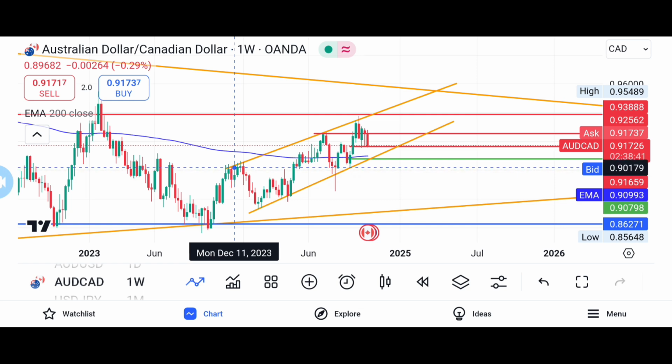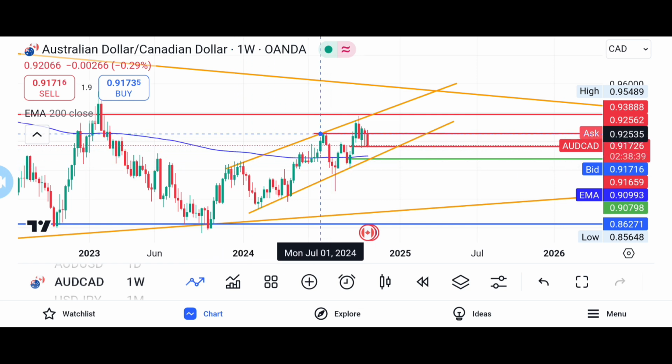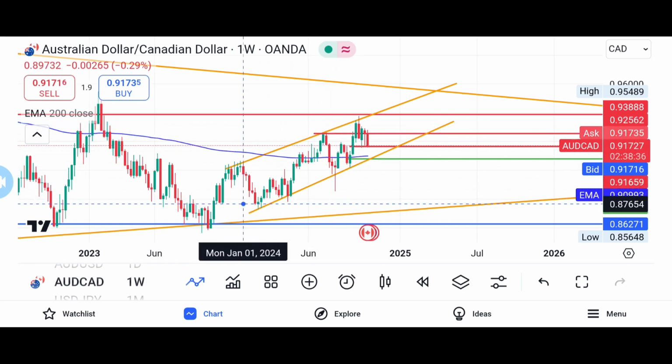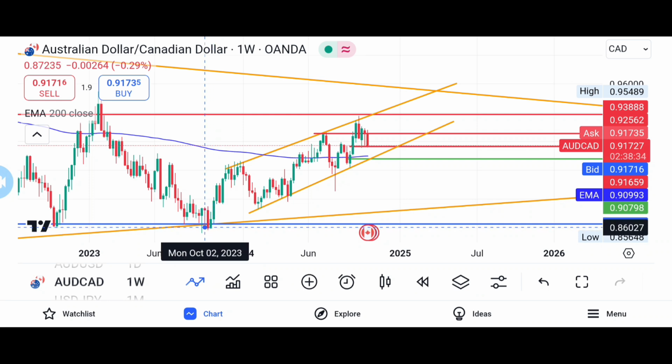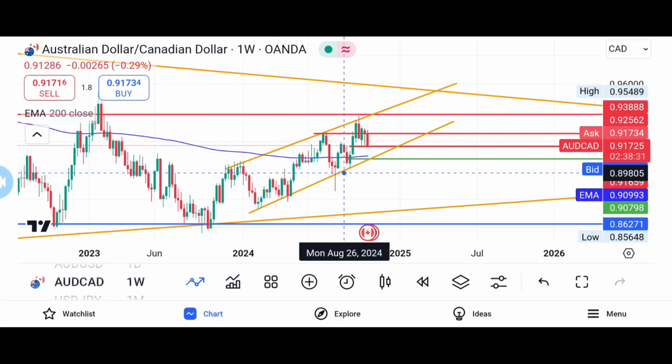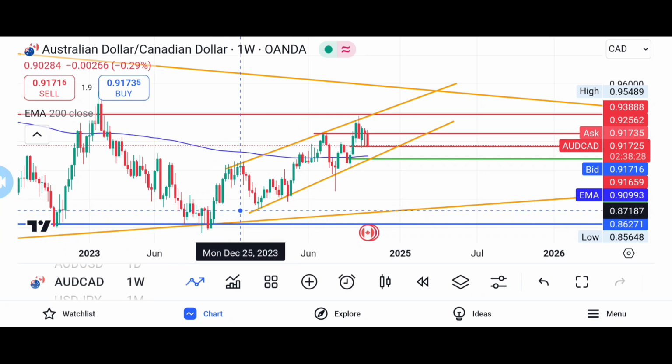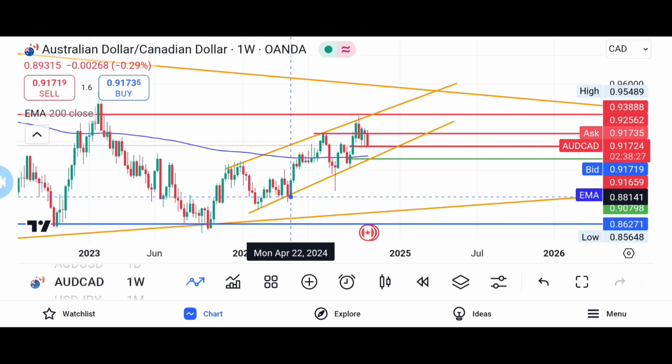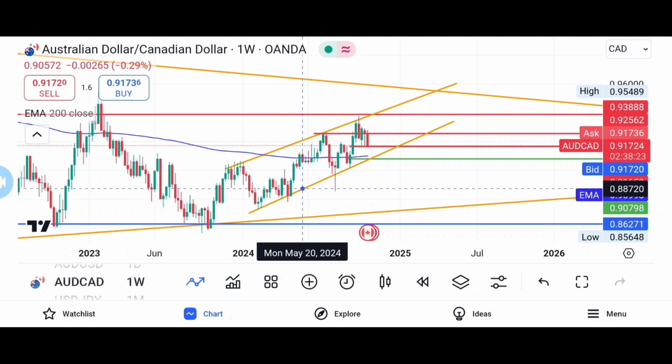We can see very clearly we formed a higher high, a higher high, and a higher high. The same way we formed a higher low, a higher low, a higher low. This low is higher than this one. This low is higher than this one. That's what I'm trying to say.